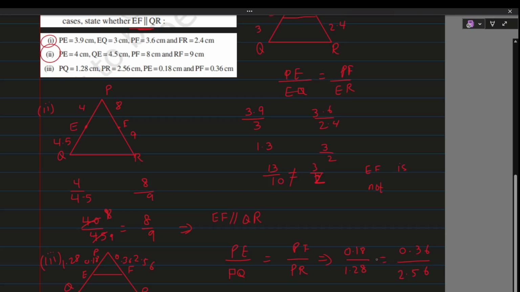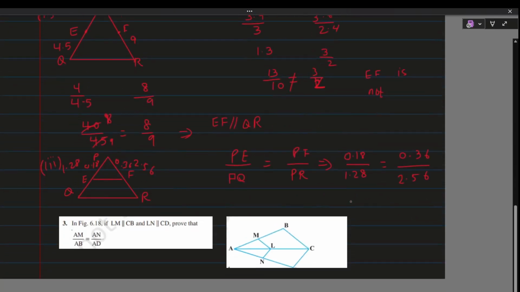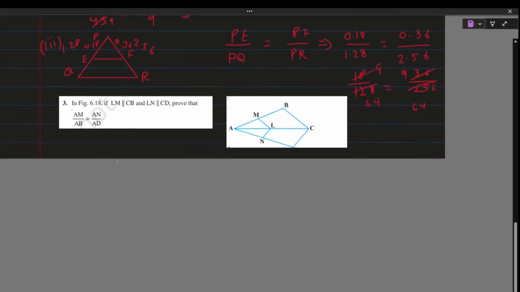So we have to prove these two are equal. We can first remove the decimal, so it will be 18 by 128 and it will be 36 by 256. Then we can cancel out this with 2 and it will be 9 by 64, and this one we can cancel out with 4 and it will be 9 by 64. So the ratios are same. It means that EF and QR are parallel in this one too. Okay, now let's do question number 3.